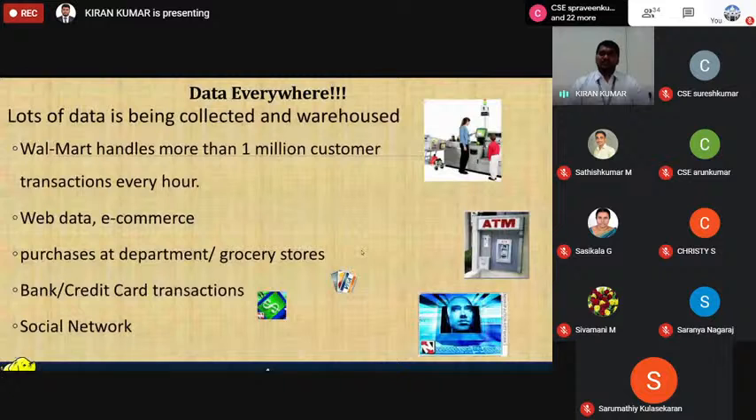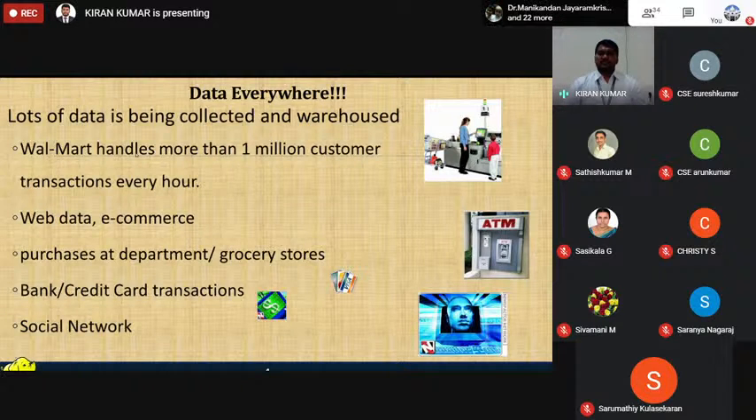So still we'll try to understand some of the data generation, some of the data sources which we feel in day-to-day life, which we experience in day-to-day life. So most of us know Walmart. It is an American multinational company which runs departmental stores. Worldwide they have n number of branches.